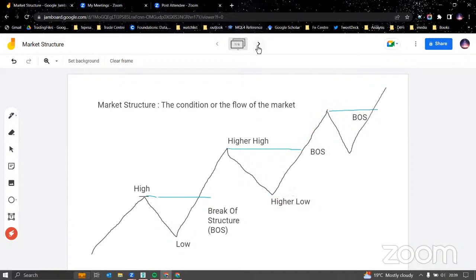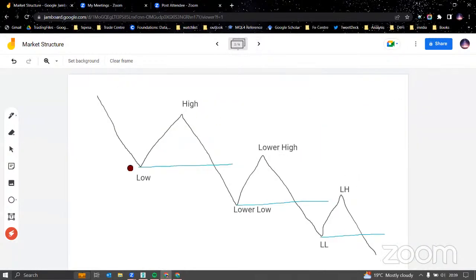Same thing applies to a downtrend. Series of lower lows and lower highs. And what happens if we, for example, between this point and this point, if we went past this point, then that's a change of character.